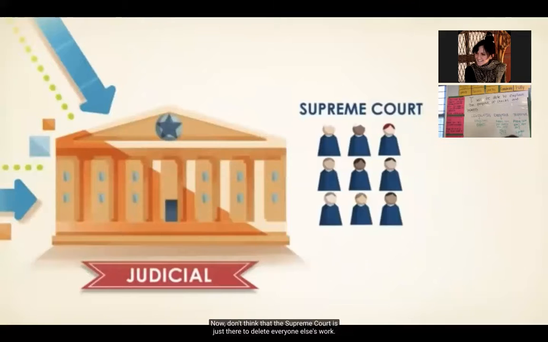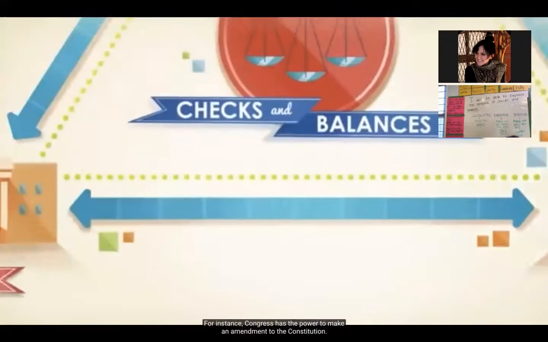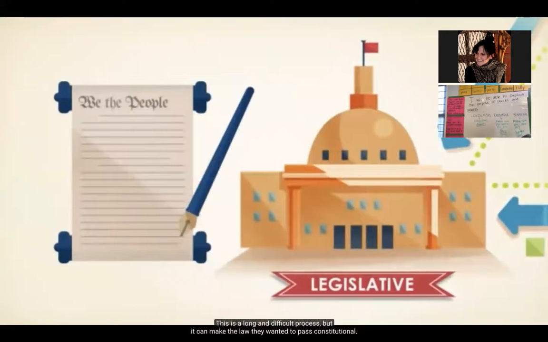Now, don't think the Supreme Court's just there to delete everyone else's work. Their power of interpreting law and settling disputes has checks too. For instance, Congress has the power to make an amendment to the Constitution. This is a long and difficult process, but it can make that law they wanted to pass constitutional.